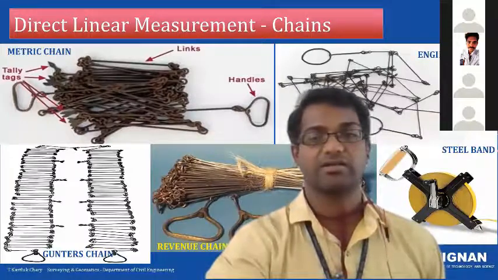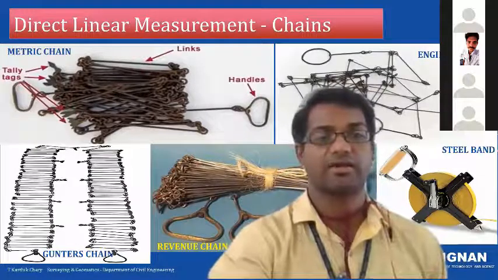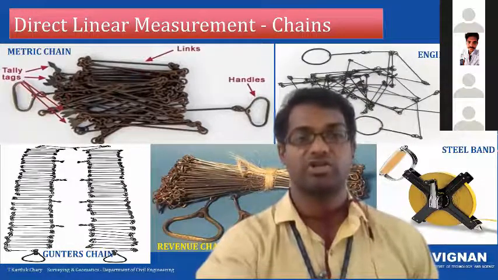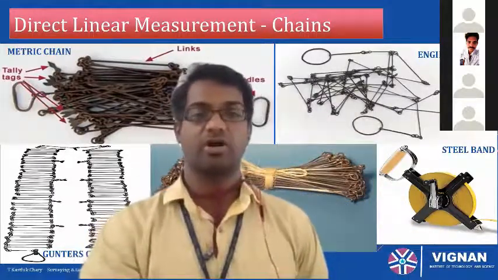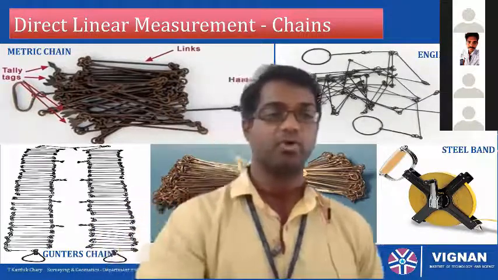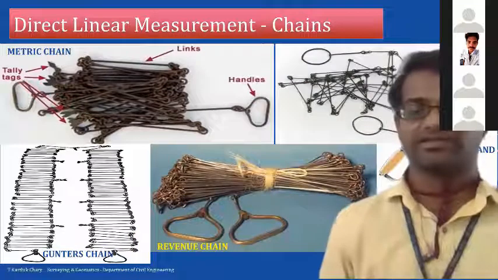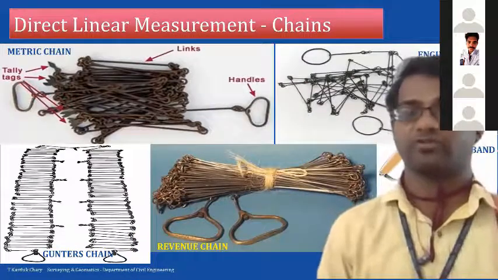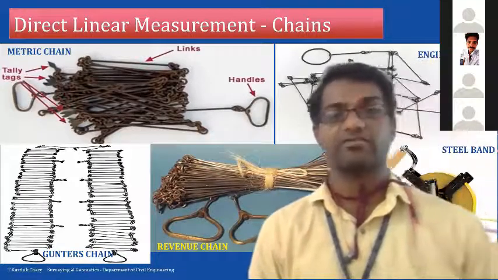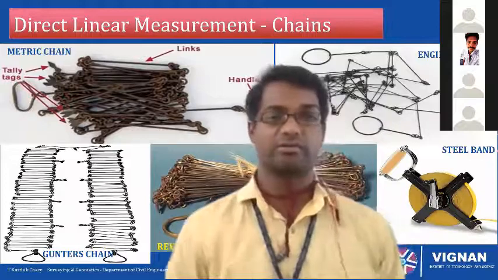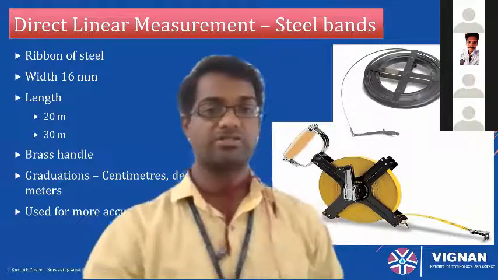So these are the figures showing how the chains look. The top left corner is the metric chain, and this is the engineer's chain, right? You can see how the engineer's chain is, and the bottom is the Gunter chain, and the figure exactly behind me is the revenue chain, which is 33 feet, and the Gunter chain is 66 feet. And we have the steel band, available in 30 and 20 meters. Next we'll talk about the steel band. This is how the steel band looks.